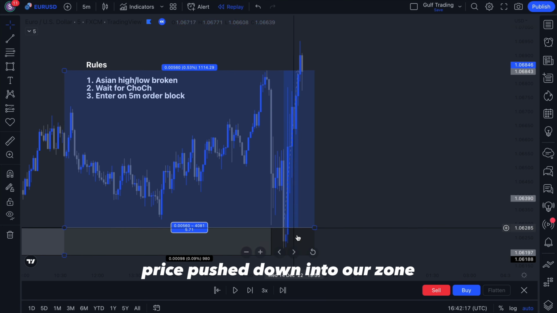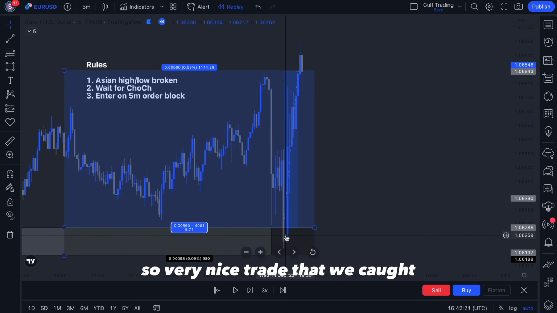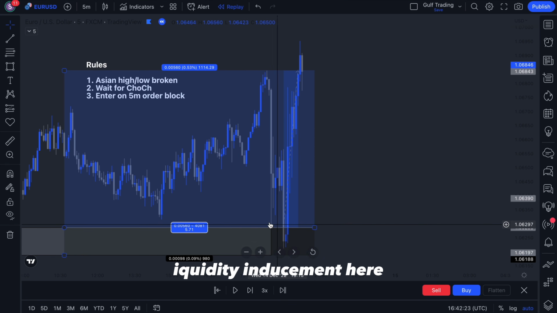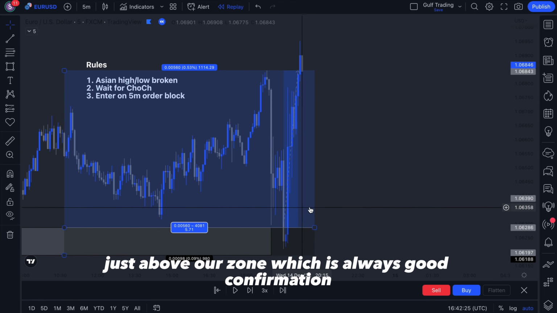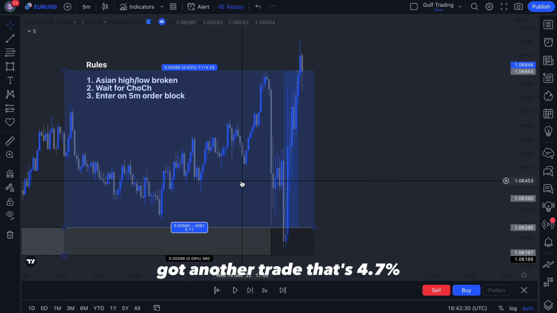Price pushed down into our zone and then took off back up here. So very nice trade that we caught. A lot of liquidity inducement here just above our zone, which is always good confirmation, but played out nicely. So if you lost the first trade, got in on this trade, that's 4.7%.